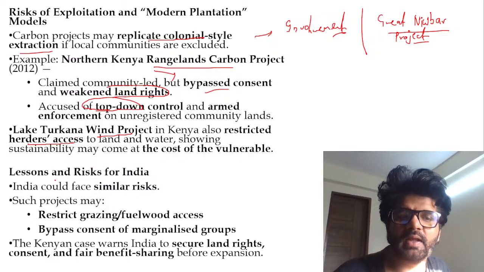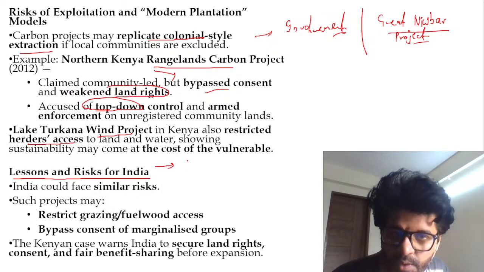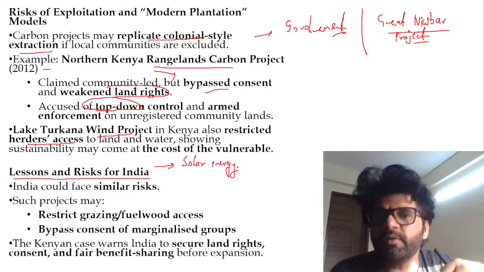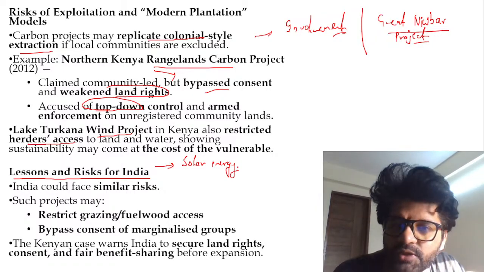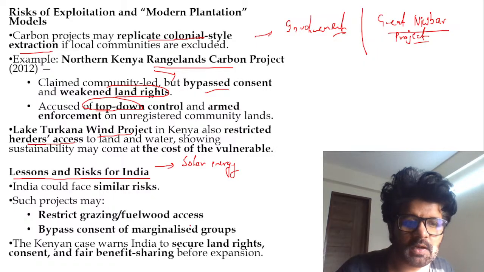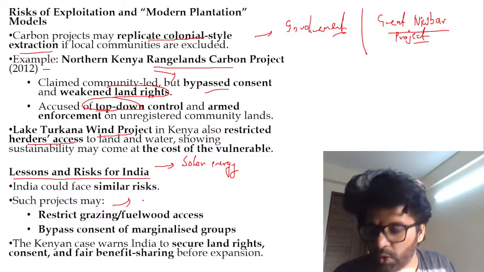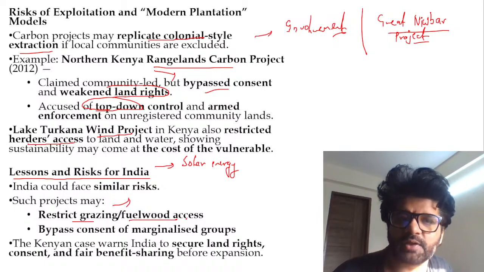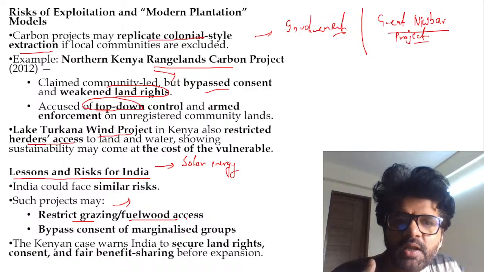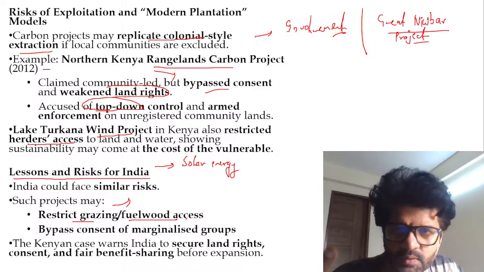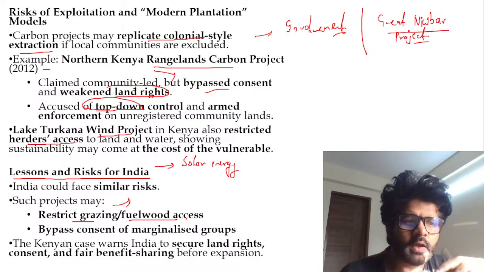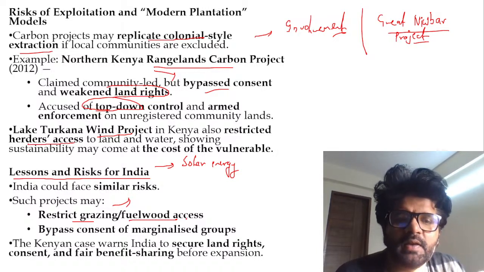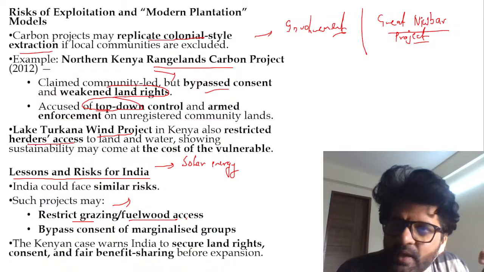So what are the lessons and risks for India? India is doing good when it comes to solar energy, and India will keep on doing good when it comes to these mitigation and sequestration projects. But we have to again take into account the local people's grievances, and these kinds of projects may restrict grazing and fuel wood access. You will not make these projects in urban areas, can you? You will make them in rural areas where local people, who are already very vulnerable, are involved. You may take away their rights.